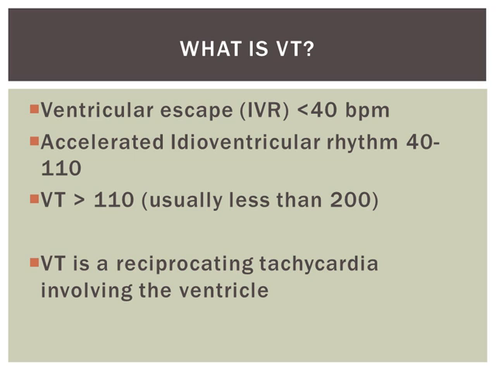What about the rate? Well, when you've got a broad complex rhythm, you can break it down into a ventricular escape, which is defined as a rate less than 40, an accelerated idioventricular rhythm or idioventricular rhythm, which is 40 to 110, and then VT is more than 110 and usually less than 200. And VT is actually a reciprocating tachycardia involving the ventricle.